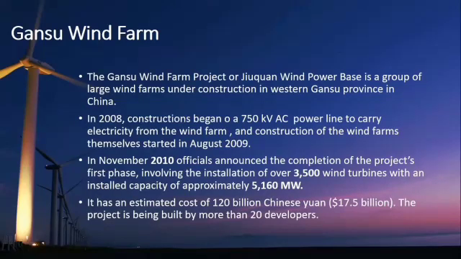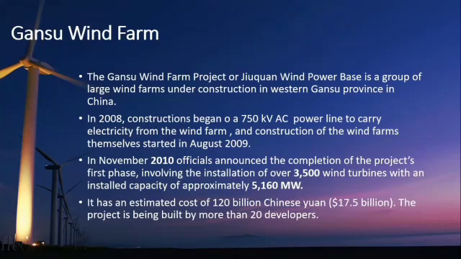Next. Gansu Wind Farm. The Gansu Wind Farm project, or Jiuquan Wind Power Base, is a group of large wind farms under construction in Western Gansu province in China. In 2008, construction began on a 750 kV AC power line to carry electricity from the wind farm, and the construction of the wind farms themselves started in August 2009.